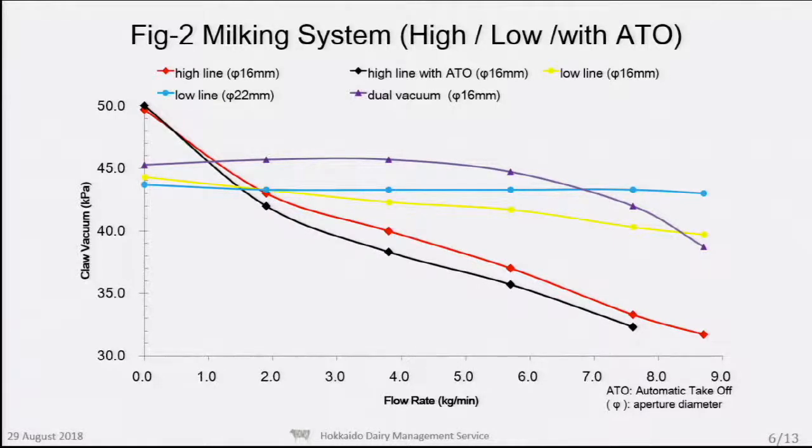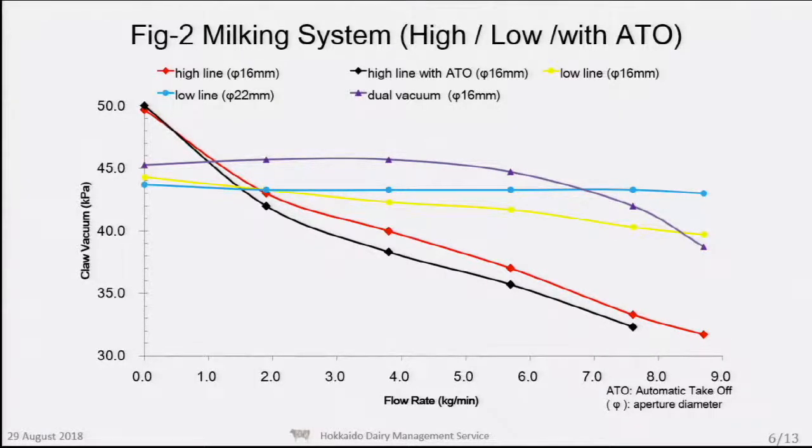The yellow line and blue line curves are on the low line system. Claw vacuum does not go down with lift vacuum loss. The yellow line curve is with a 60 millimeter diameter milk tube. The blue line curve is with a 22 millimeter diameter milk tube. Then low line operating vacuum is lower than high line vacuum.